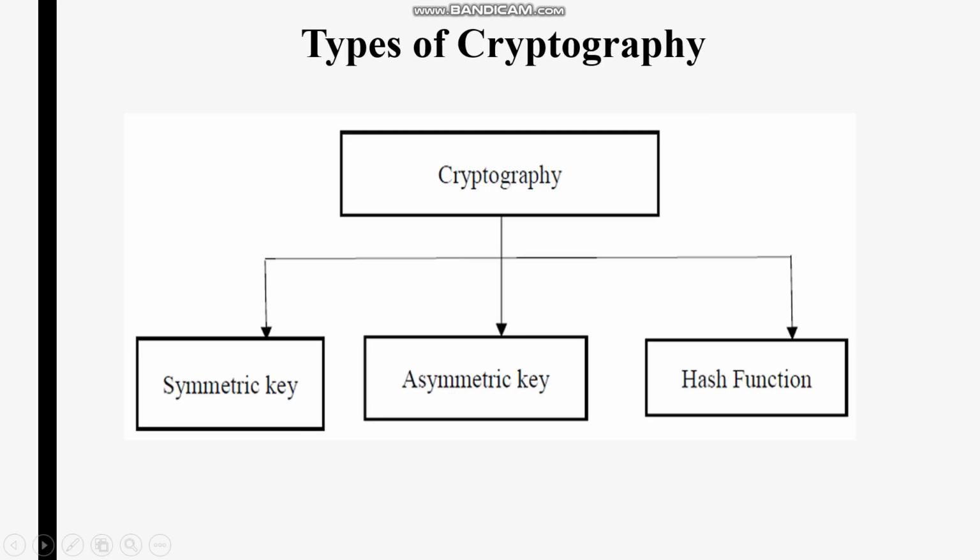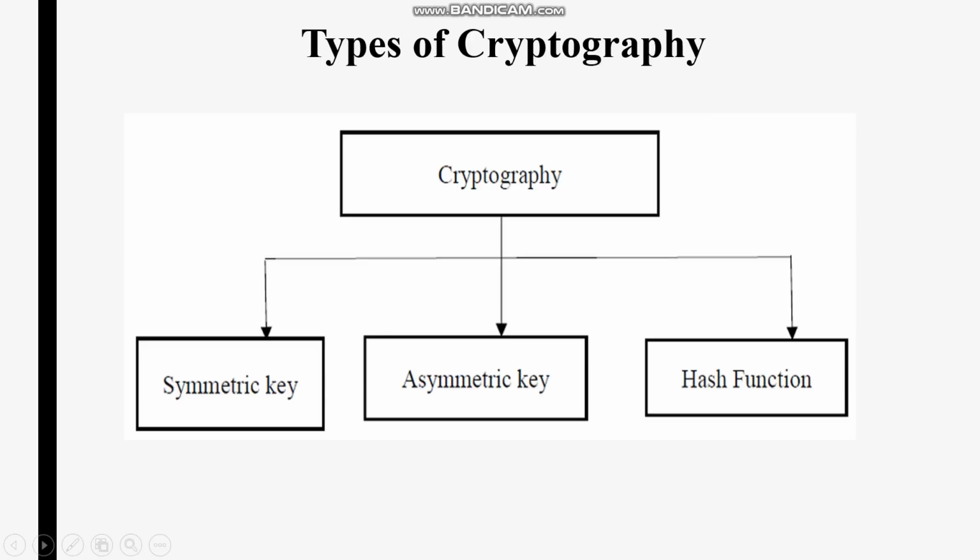Hash function is not within the scope of what we are going to study here. Symmetric key cryptography is a type of cryptography where the sender and the receiver use a common key to perform encryption and decryption. Or we can say the same key is used for encryption and decryption. That is symmetric key cryptography, also called secret key cryptography.